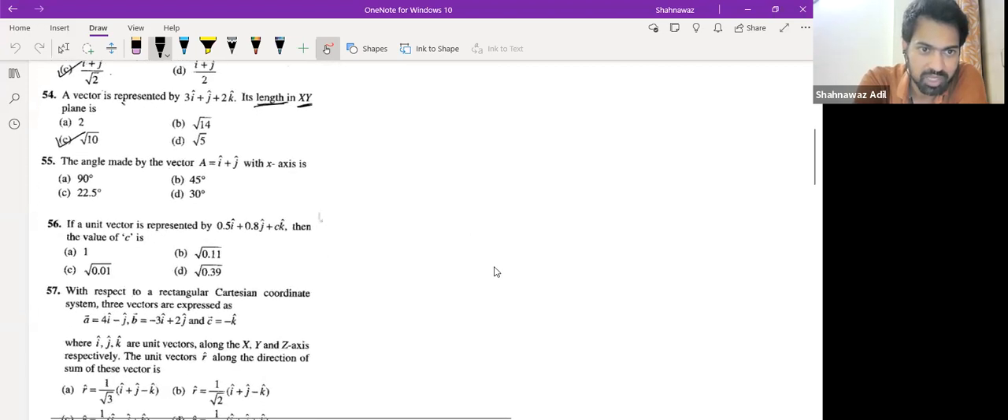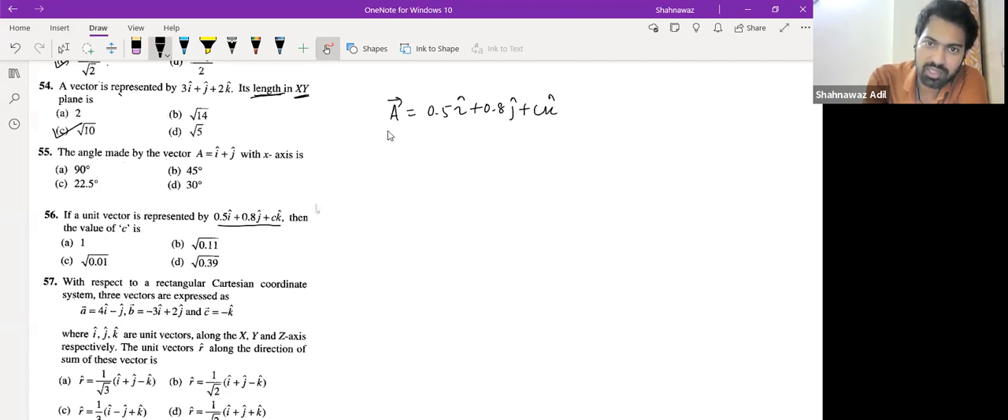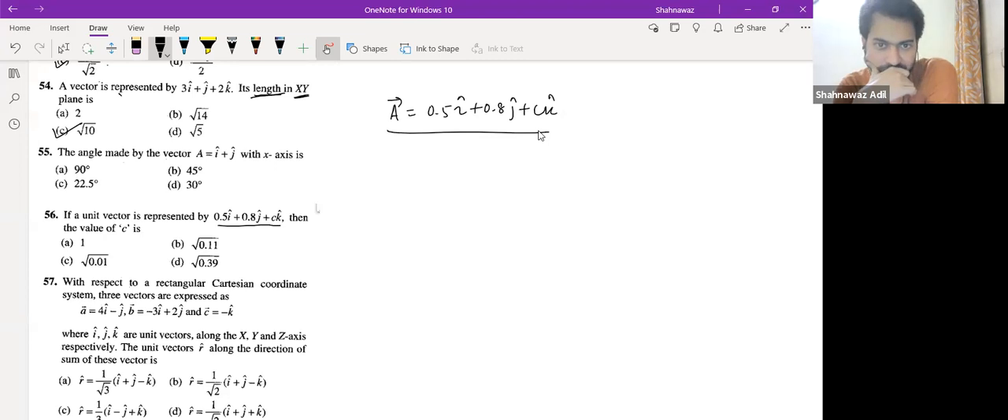So this question: a unit vector is represented by this. Let's say this is a unit vector. What would be the criteria for this vector A to be a unit vector, Rishita? Yes, the magnitude should add up to 1. Okay, is that correct?